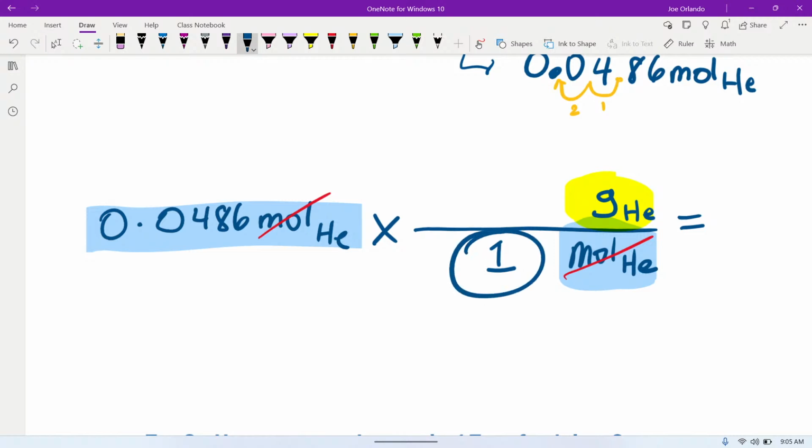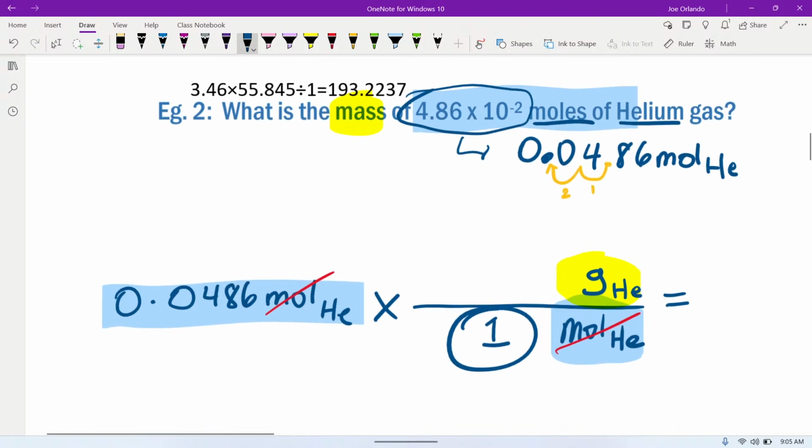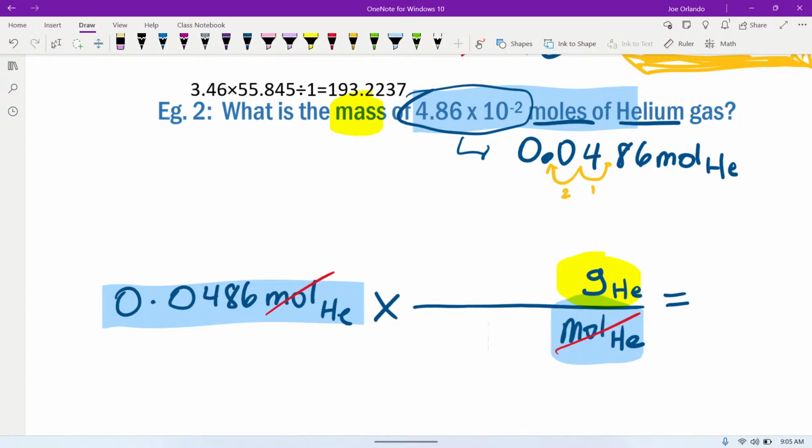Nobody went to the writer of the periodic table and told them, on October 27th, 2023, Victoria's going to be sitting in chemistry class, and the question is going to be about 0.0486 moles. So you better print that periodic table so it tells us how many grams are in 0.0486 moles, right? Nope. What the periodic table always tells us is how much 1 mole weighs. And for helium, it says that 1 mole of helium weighs 4.00 grams.